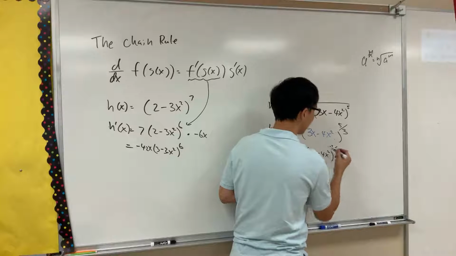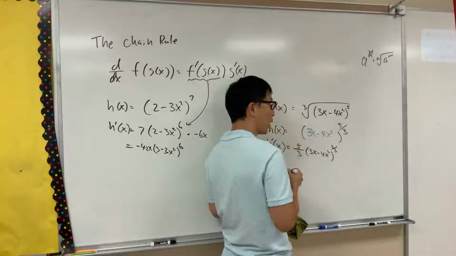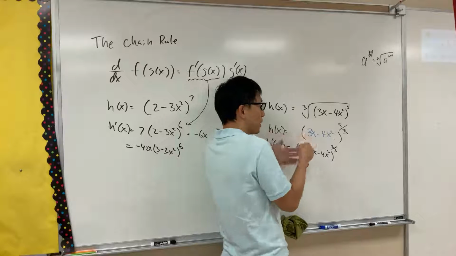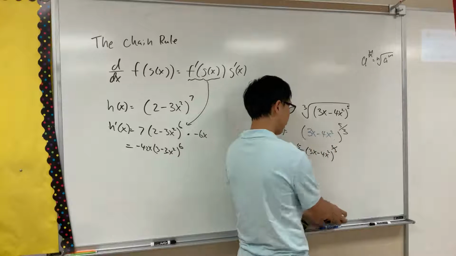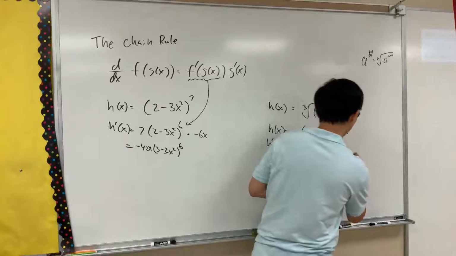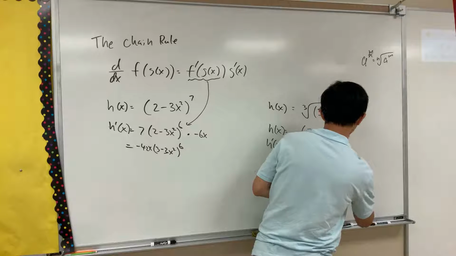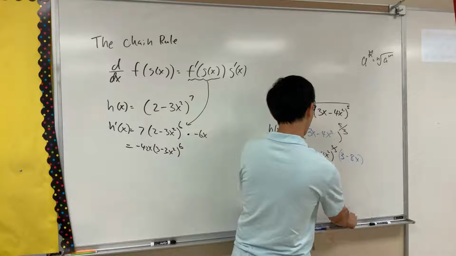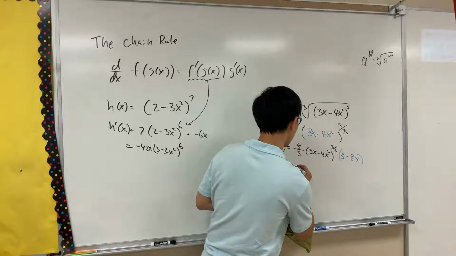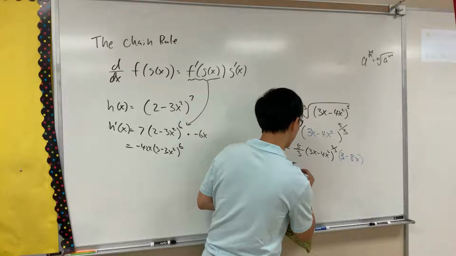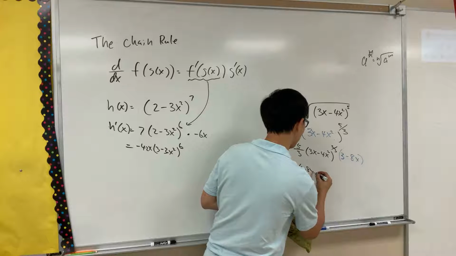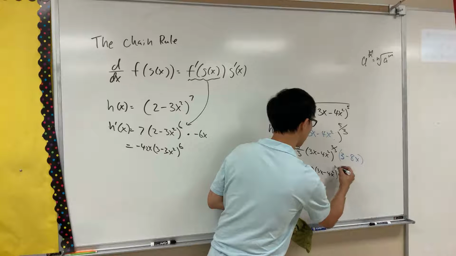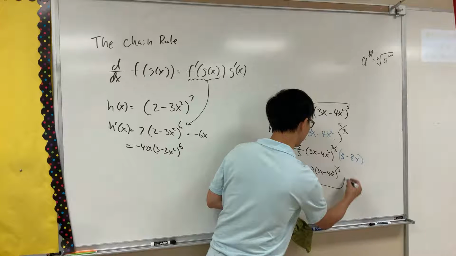So 3x minus 4x squared to the which power? 2 over 3, good. Now what do I forget? What people always forget is the derivative of the inside. What's the derivative of the blue part? 3 minus 8x. And then I can rewrite it as 5 over 3 times 3 minus 8x over 3x minus 4x squared to the 2 over 3, and then you're done.